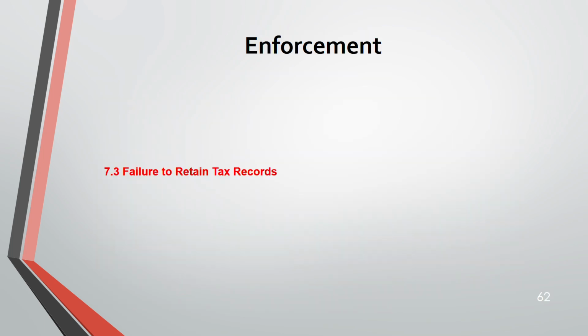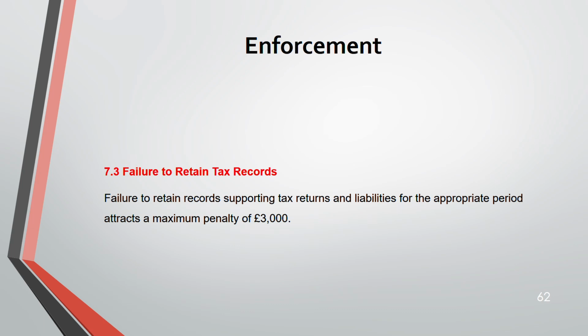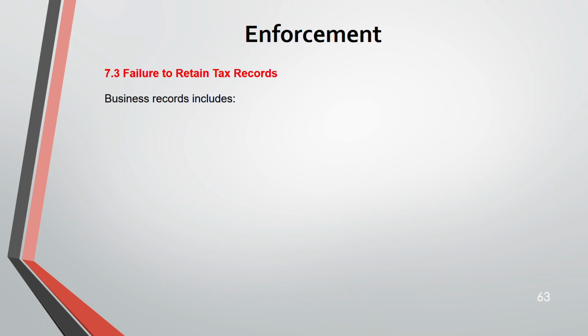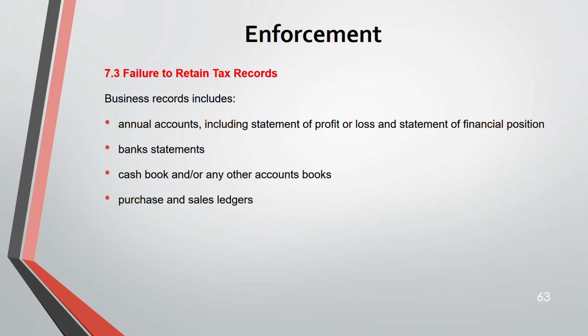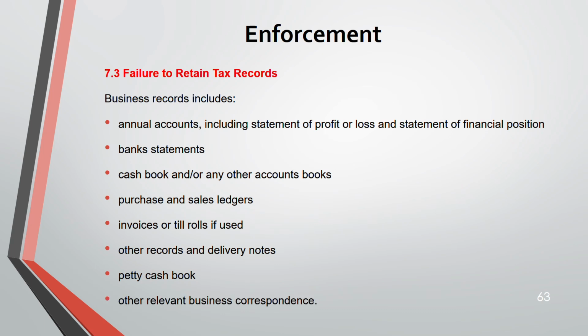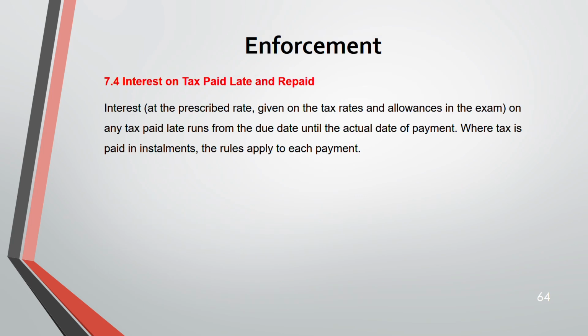Now, failure to retain the tax record, maximum penalty is 3000. This is for individual also, for the income tax records. Now, these are the business records: your annual accounts, statement of profit and loss, statement of financial position, bank statement, cash book, sales ledger, purchase ledger, invoices, records, delivery notes, petty cash book, relevant business correspondence. Same for the income tax also that we have gone through. Same list.